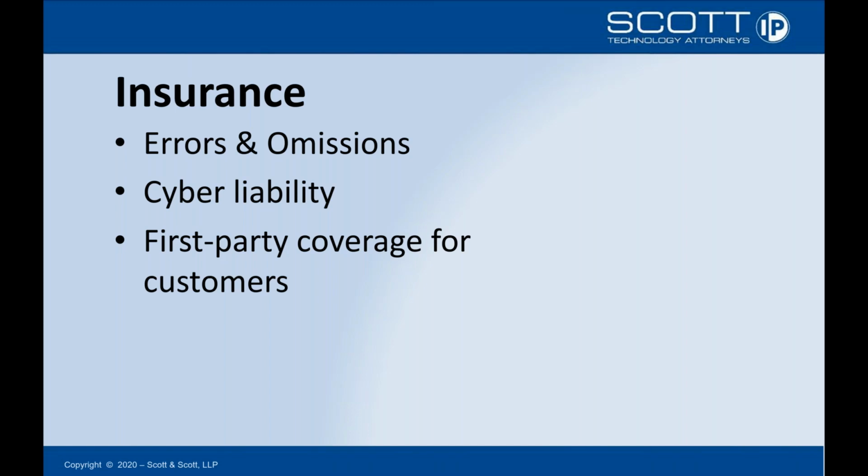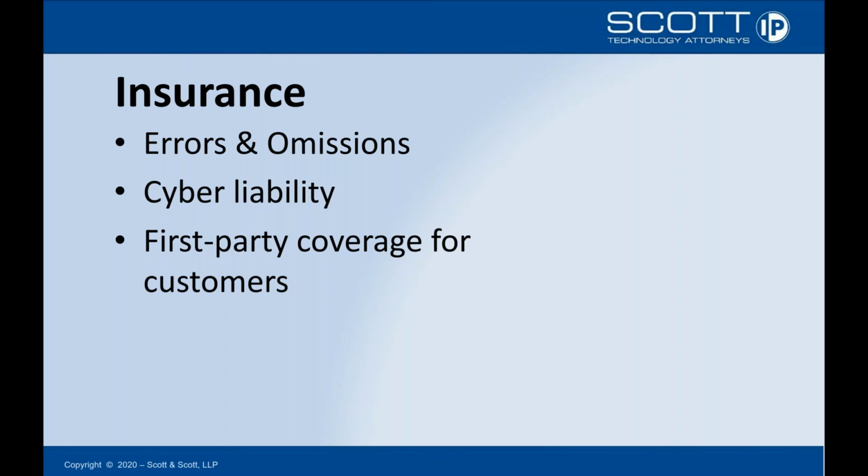But as you know, many security incidents occur for other reasons, for example, employees or criminal acts of third parties. And so first-party coverage is coverage that protects the customer in the event of a claim related to data security or privacy that isn't the fault of any third-party vendors. It's just that they had a data loss, they had a data breach.